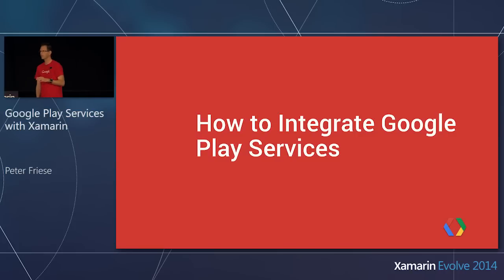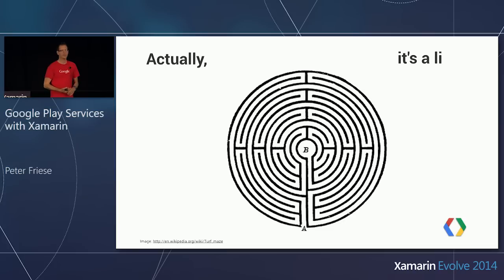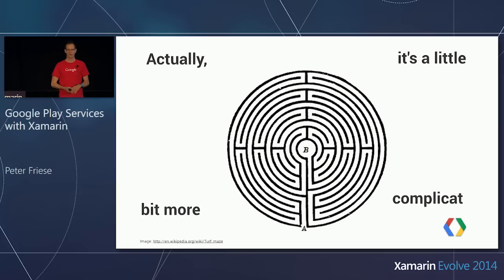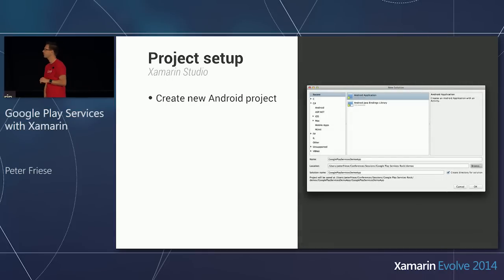So how do you integrate Google Play Services in your application? It's actually pretty simple. You add Google Play Services to your project, you start using our APIs, and then you profit. But unfortunately, it's a little bit more complicated than that. So here's how it works.